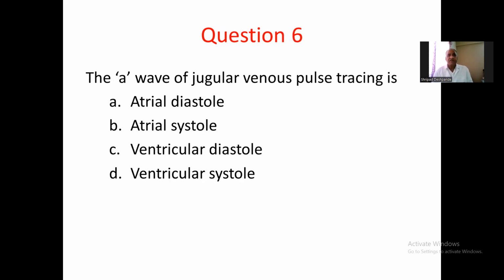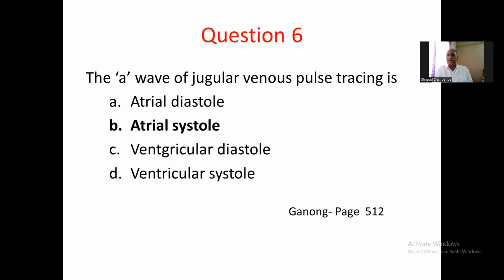Question number 6. The A wave of jugular venous pulse tracing is A. Atrial diastole, B. Atrial systole, C. Ventricular diastole, D. Ventricular systole. The correct answer is atrial systole, because the A wave corresponds with the back pressure because of the atrial contraction, the venous backflow that produces this wave. You can see it in Ganong page 512.